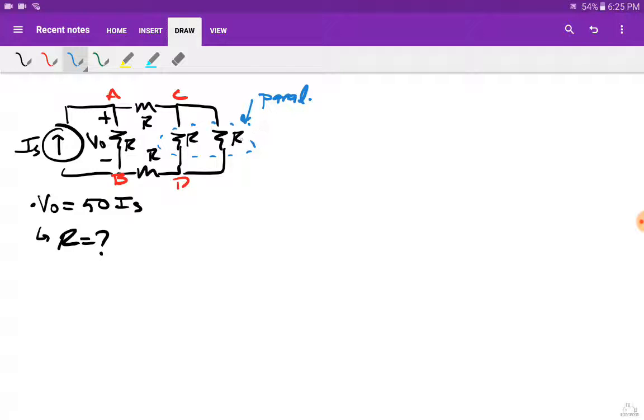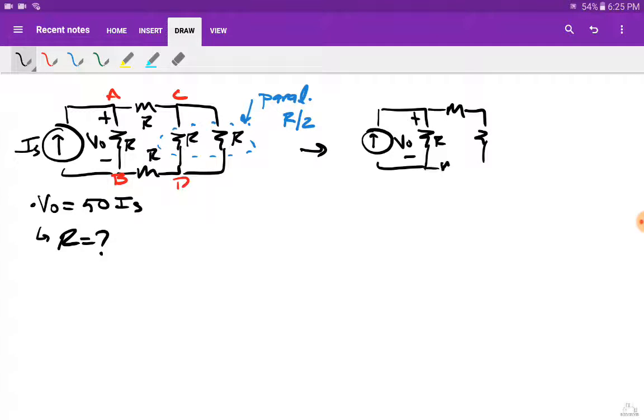Now, here's a shortcut. Instead of me saying R times R over R plus R, I could just remember if I have 2 resistors of the same exact value, the answer is going to be the resistor divided by 2. All right. So, draw out my circuit with the shrunken piece. This is what I cared for, VL. This is R here. 1, 2, 3.